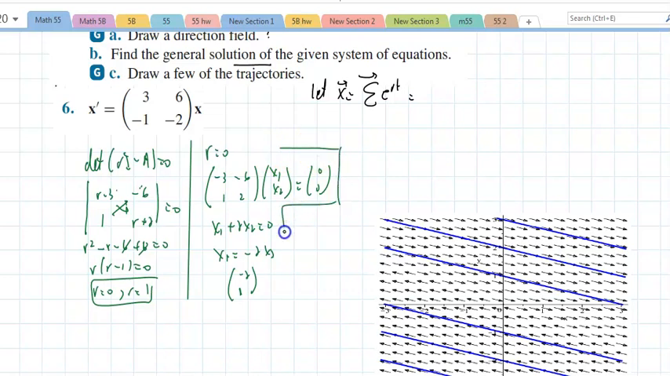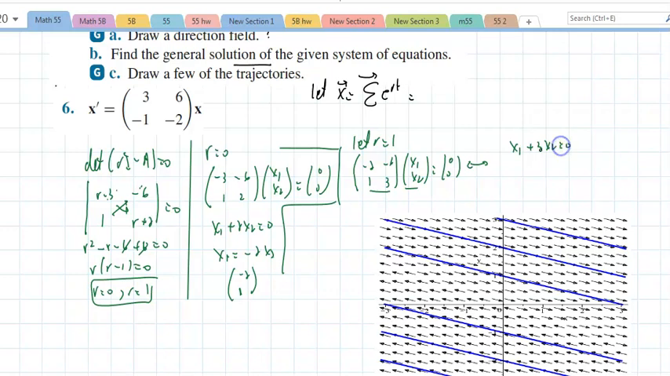And if I go for the second eigenvector, if I let r equal 1, now I'm looking at negative 2, negative 6, 1 and 3 times x1, x2 equal 0, 0. If I take the bottom equation, x1 plus 3x2 equals 0, that means x1 is negative 3x2. So if I let x2 equal 1, x1 will be negative 3. And there it is.